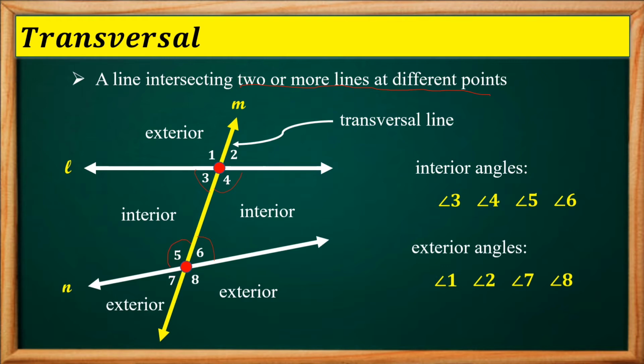Bakit siya exterior and interior? Observe, this would be our line, and this one is another line. Parang ito ay tinatawag nating wall. Para siyang wall, yung dalawa na yan. Ibig sabihin, ito yung nasa loob ng mga angle, then ito yung nasa labas na part na mga angle. Kapag sinabi natin nasa loob, interior, then kapag sinabi natin nasa labas, exterior.